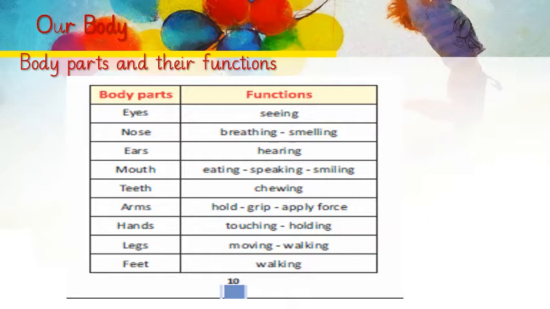Well, as we have discussed various body parts, now we will discuss the functions of different body parts. This is a table with various body parts and their functions and it has been taken from page number 10 of science textbook grade 1. Starting from eyes. What are eyes meant for? Yes, we see with the help of our eyes. Eyes are meant for seeing.